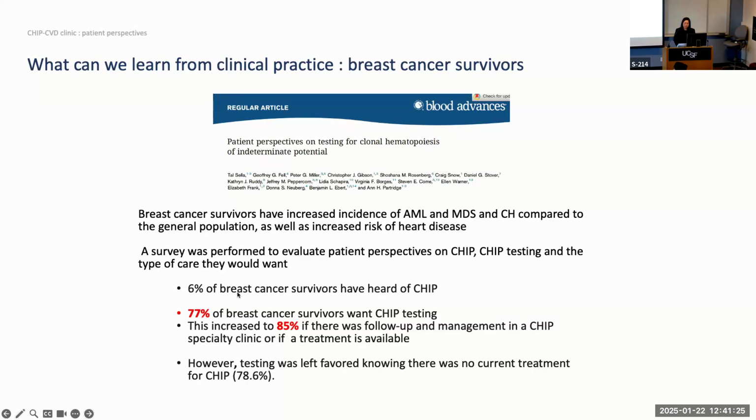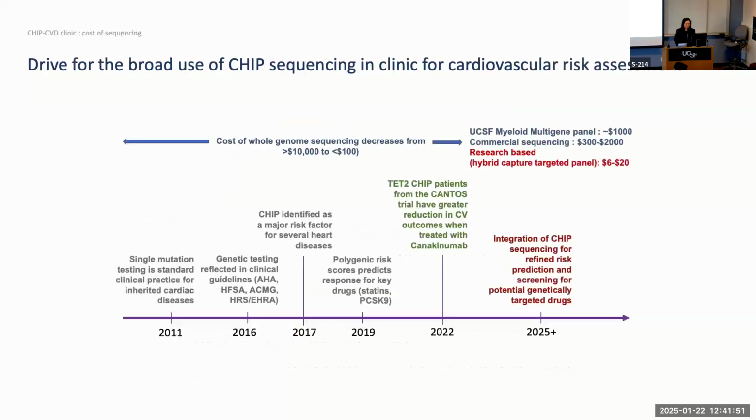But I think the key factor is, it is not a widely known phenomenon in terms of risk for cardiovascular disease, even within a group that has an increased risk for developing cardiovascular disease. And it's a highly sought after test in these groups of patients if they understood their risk. So definitely an area that needs to be studied in cardiovascular disease as well.